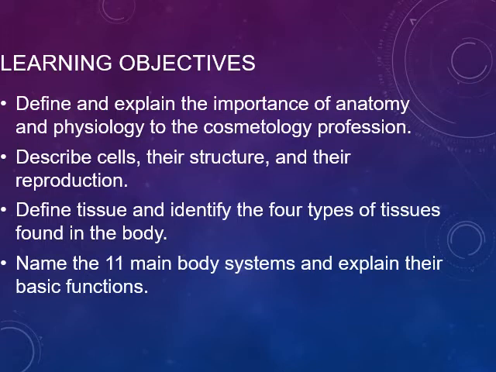Learning objectives: define and explain the importance of anatomy and physiology to the cosmetology profession. Describe cells, their structure, and their reproduction. Define tissue and identify the 4 types of tissues found in the body. Name the 11 main body systems and explain their basic functions.